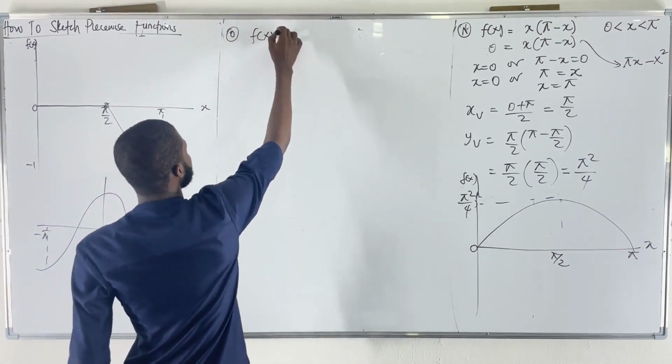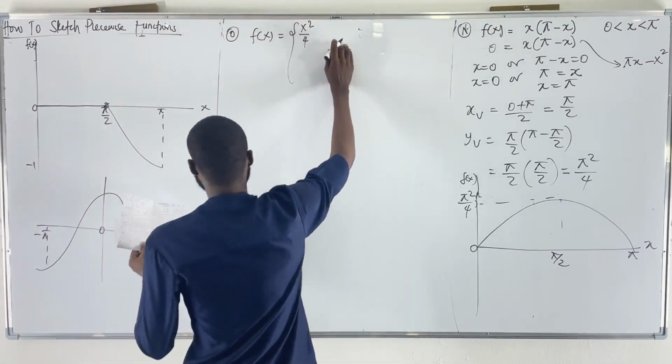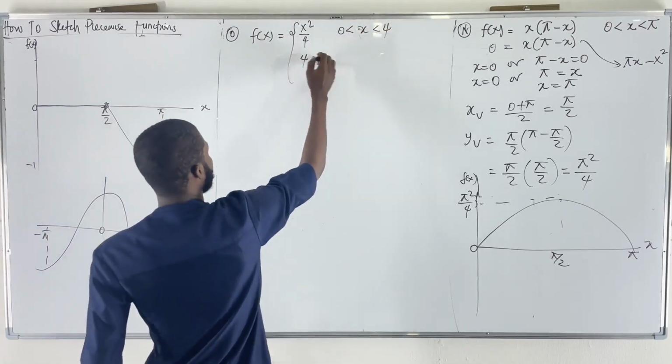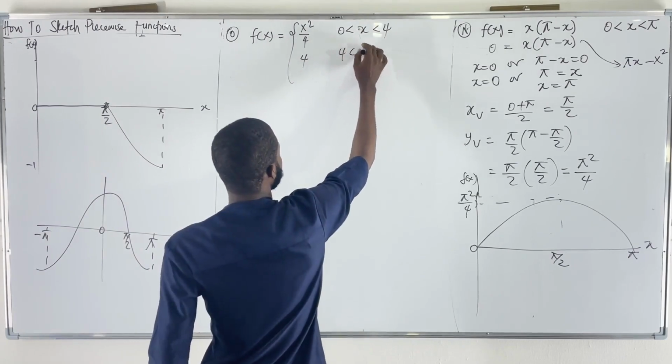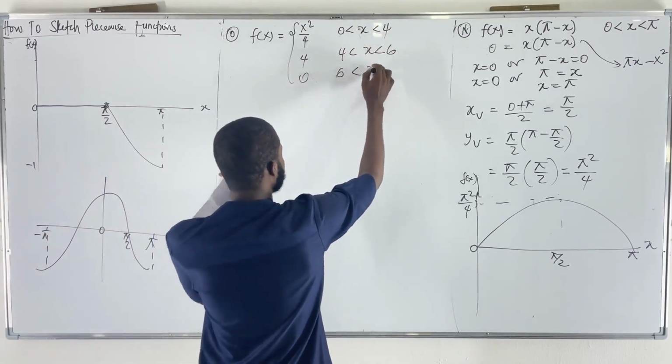f of x is equal to x squared over 4, for 0 less than x less than 4, then we have 4 from 4 to x to 6, then we have 0 from 6 to x to 8.